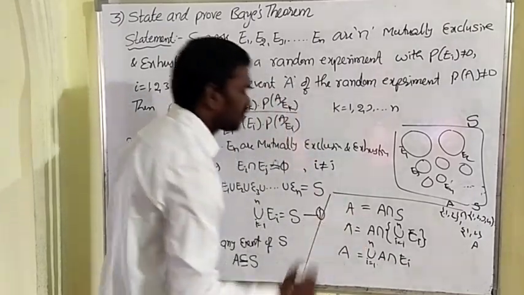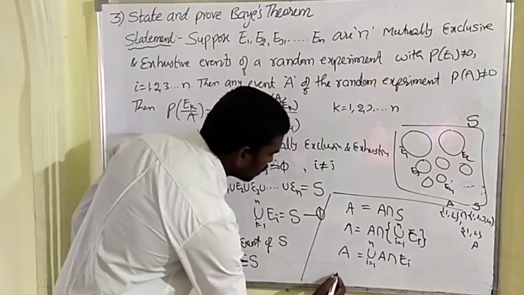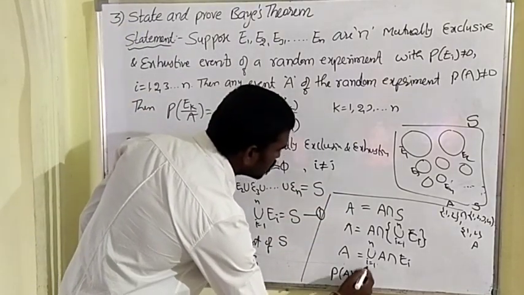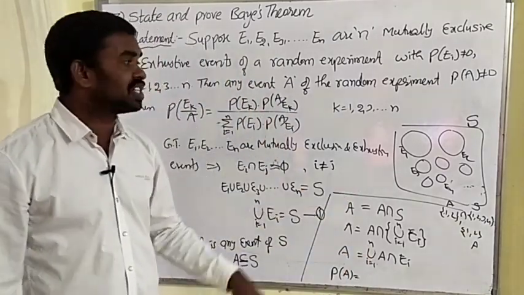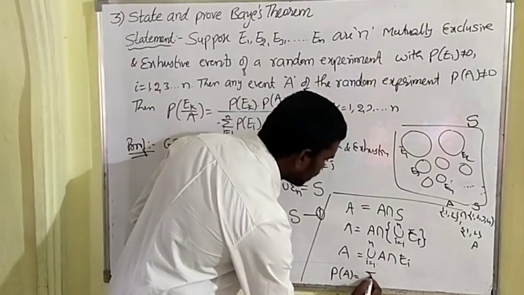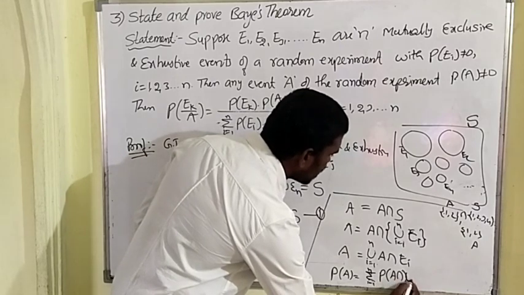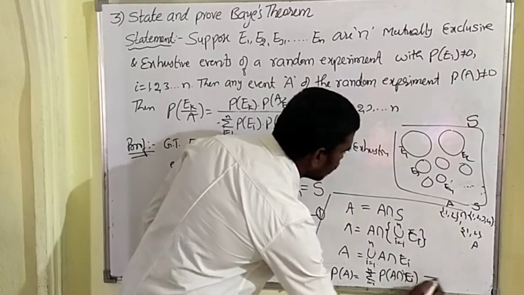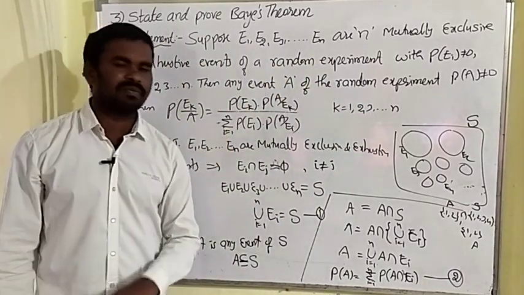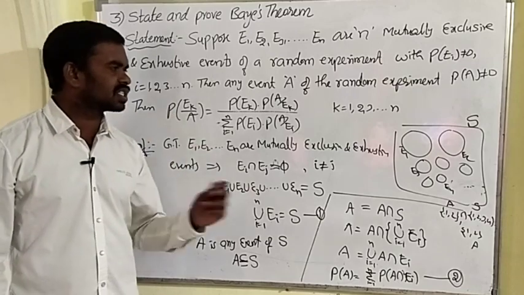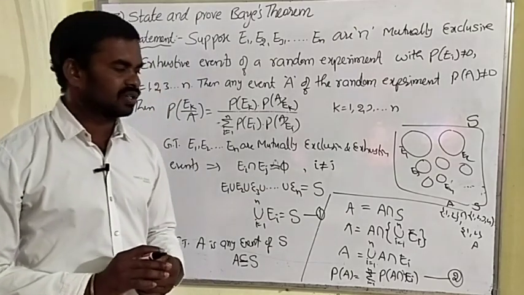So A equals that. Next I am going to apply probability on both sides. So then probability of A is equal to, when you apply the probability of a union of sets, it becomes a summation. So summation i equal to 1 to n, the probability of A intersection Ei. This is equation number 2. So each and every piece of information is gathered. Almost 50% of the answer we have completed with these few steps.